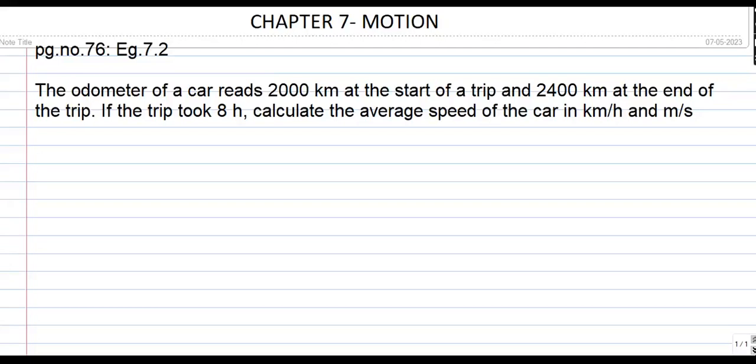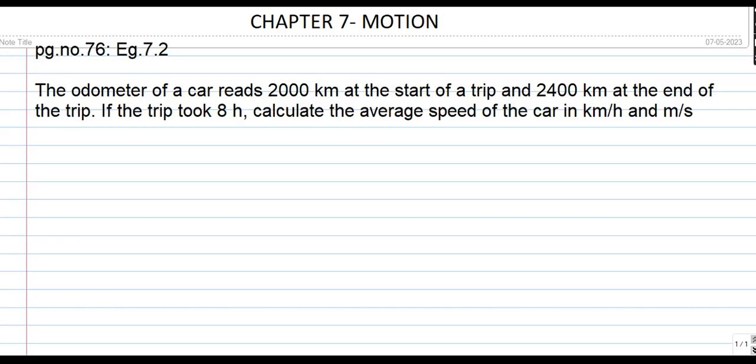This is the fourth sum, which is in page number 76, example 7.2. The odometer of a car reads 2000 kilometers at the start of a trip and 2400 kilometers at the end of the trip. If the trip took 8 hours, calculate the average speed of the car in kilometer per hour and meter per second. This is the question.